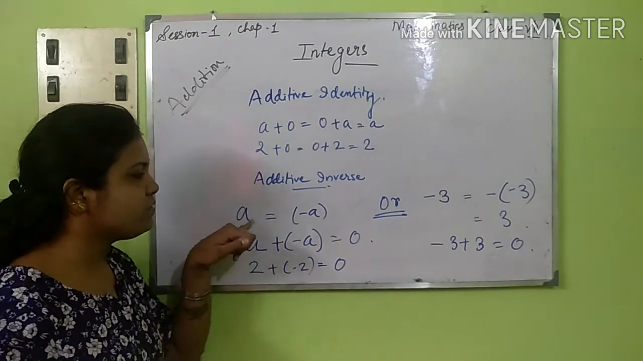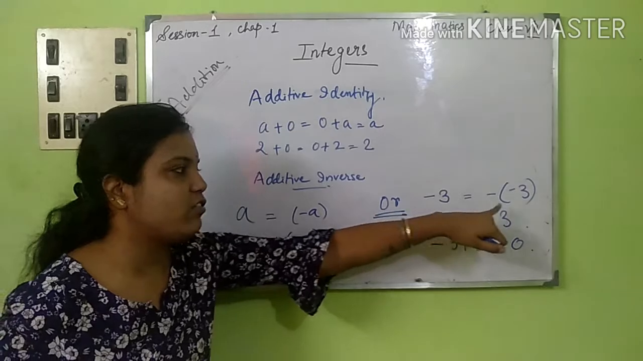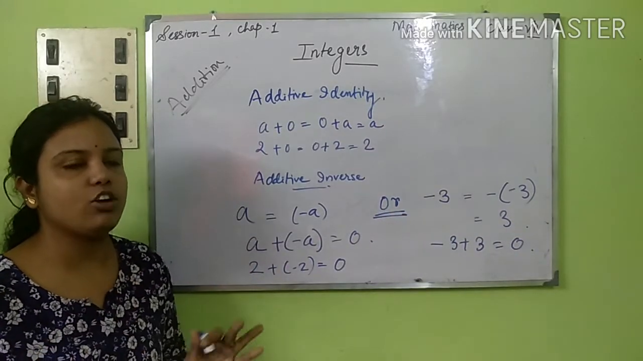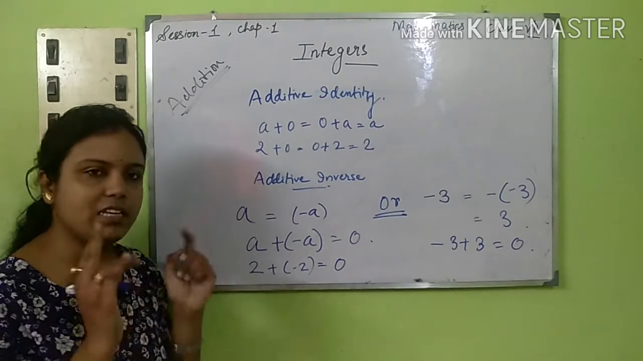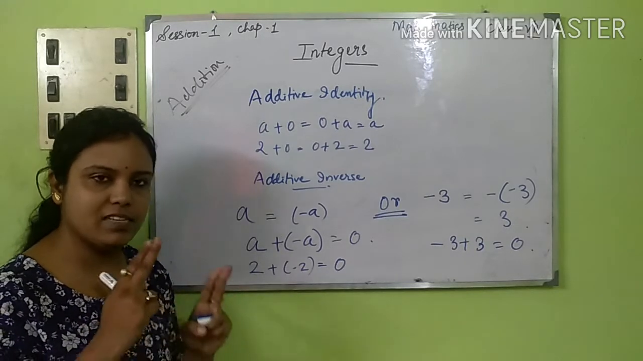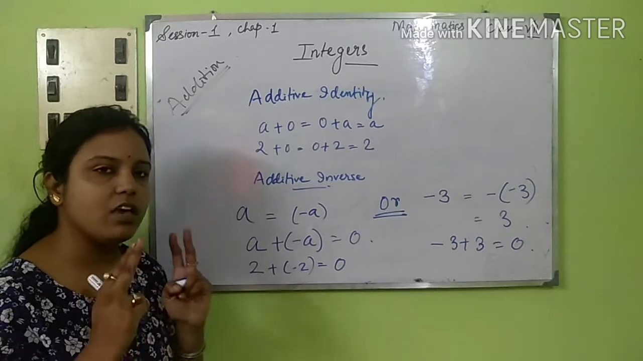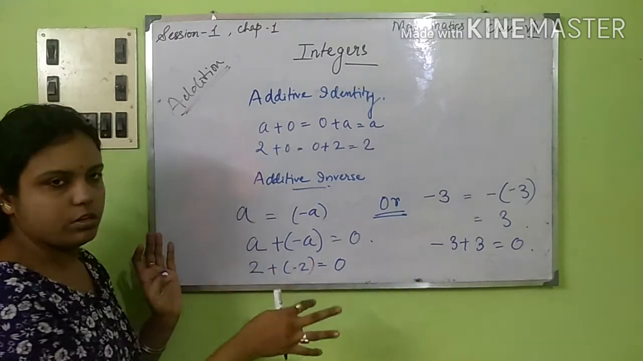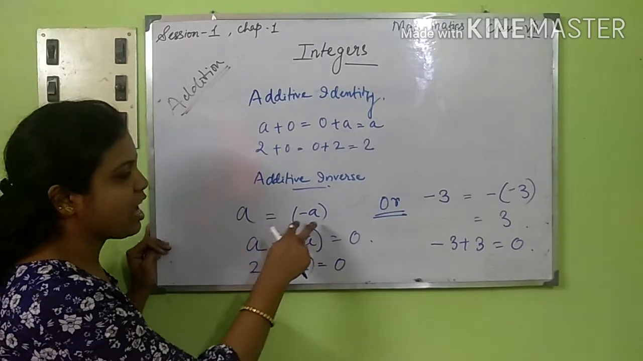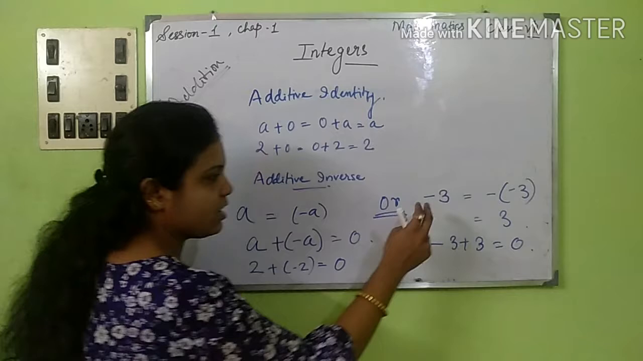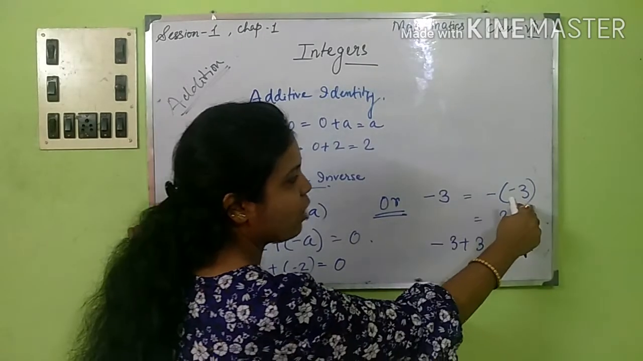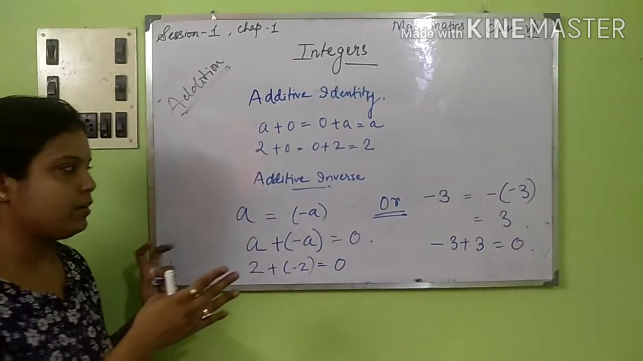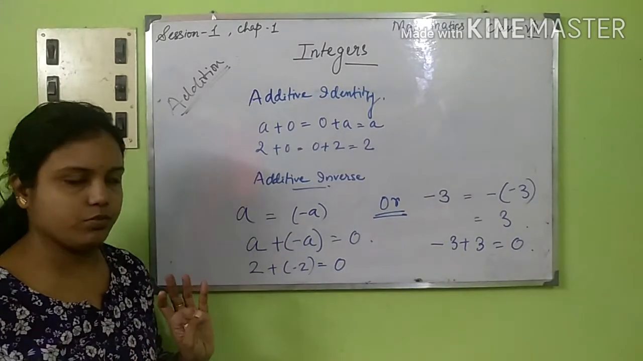So additive inverse is the opposite sign of the integer. If it is positive, it will become negative. If it is negative, it will become positive. And when the integer and its additive inverse are added together, we get the result as 0. That is in both the cases I have shown. One I have taken a positive integer and its additive inverse, and another one we have taken a negative integer and its additive inverse. That's what I have shown over there.